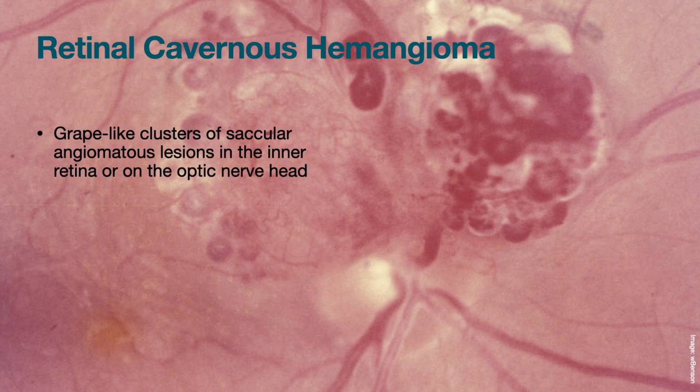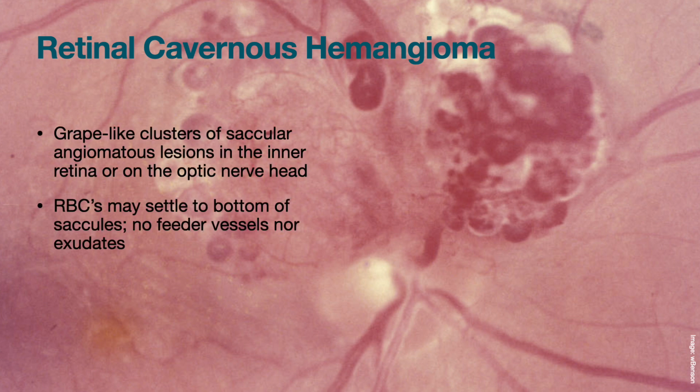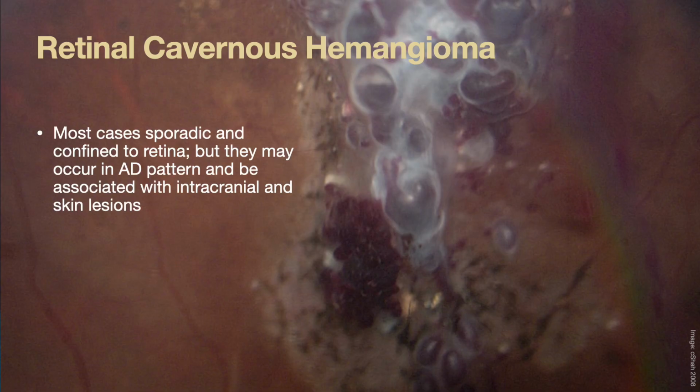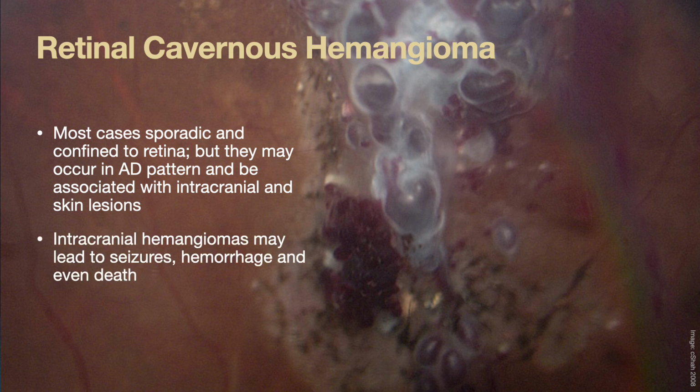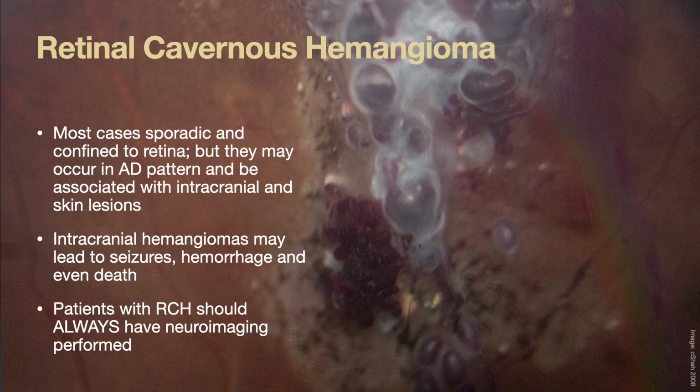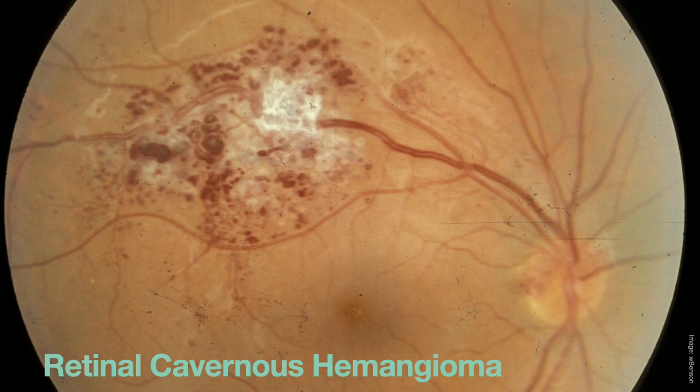And retinal cavernous hemangioma. These do look different. Grape-like clusters. They get this erythrocyte, plasma layering. On the FA, we'll see it in a second. They have this kind of layering out of the red blood cells, and we'll see that in a moment. Most cases are sporadic and confined to the retina, but they may occur in an autosomal dominant pattern and be associated again with intracranial and skin lesions. Intracranial hemangiomas may lead to seizures, hemorrhage, and even death, so you should always have neuroimaging done.